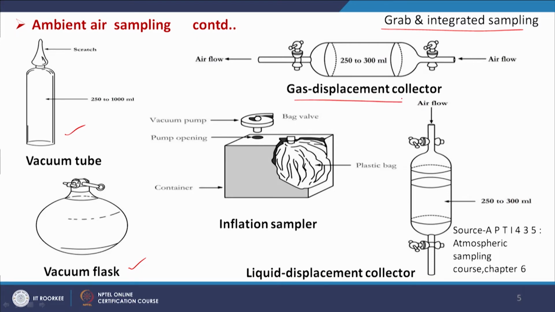So, this is the air flow, and when I want to collect the air, the air will enter here. This may be 250 to 300 ml volume. After a certain time of flow, we close these two ends and it will have collected the sample. That is one way. Or we can use liquid displacement: if it is already filled with liquid and we send the water, the liquid will be displaced and that volume will be occupied by the air or any gas sample. That way also we can use it for sampling.